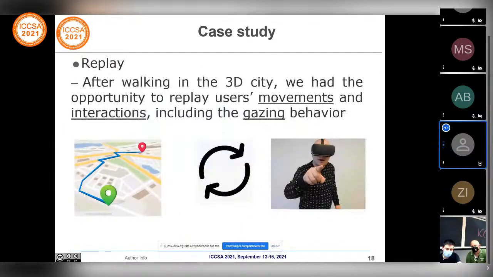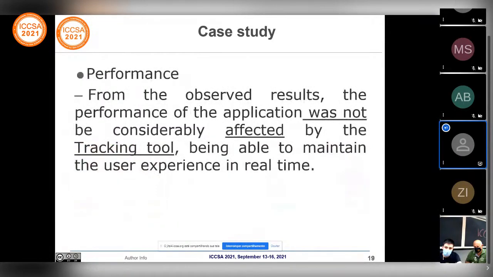After walking in the 3D city, he had the opportunity to replay the user's movements and interactions, including the gazing behavior that can reflect the user's attention to special objects. From the observed results, the performance of the application was not affected by the tracking tool, being able to maintain the user experience in real time.